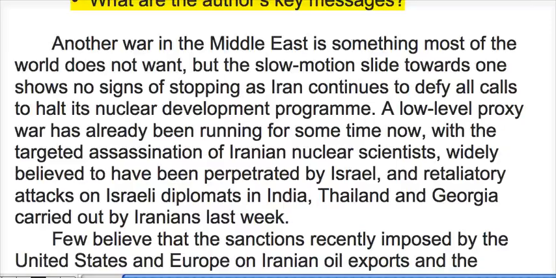Another war in the Middle East is something most of the world does not want, but the slow motion slide towards one shows no signs of stopping as Iran continues to defy all calls to halt its nuclear development program. A low-level proxy war has already been running for some time now, with the targeted assassination of an Iranian nuclear scientist, widely believed to have been perpetrated by Israel, and retaliatory attacks on Israeli diplomats in India, Thailand, and Georgia carried out by Iranians last week.